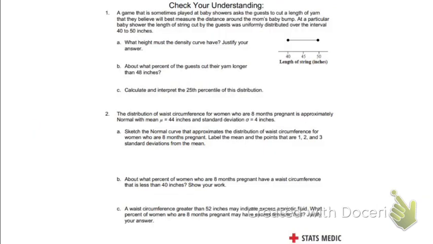So check your understanding. I realize my text is very small up here, but you've got the same thing on your page in front of you. If there is a uniform distribution, it tells me that it's uniformly distributed over the interval from 40 to 50 inches. So everybody is choosing between these. Since we have 10 inches here, this height right here is 1/10 because the area has to add up to 1. So what height must the density curve have?